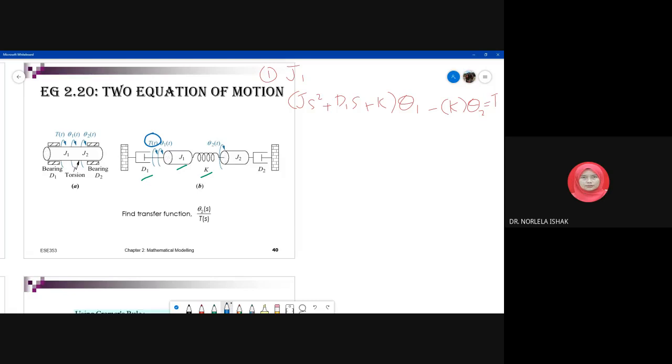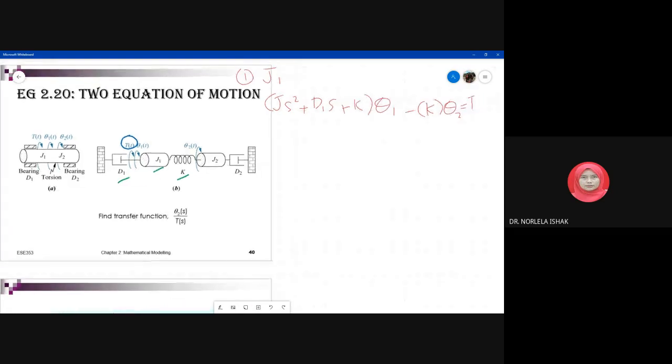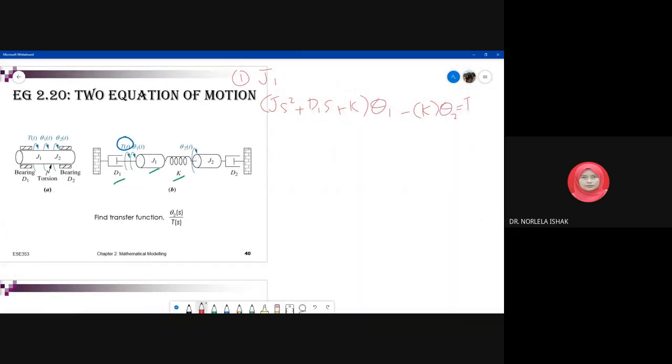Our T is the sum of torque applied at angular displacement number 1. So this is equal to T(s) here. Okay, this is equal to T(s). So how about equation number 2 for J2?